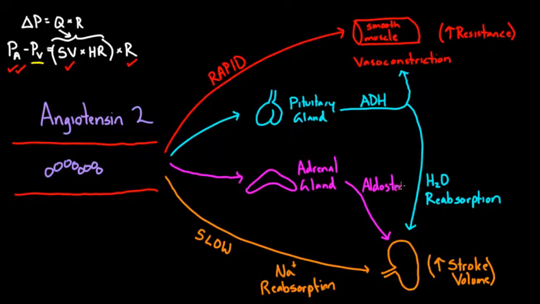And aldosterone is going to affect the kidneys. And just like angiotensin 2, aldosterone is going to cause salt reabsorption. And that's the main thing that it does. This salt reabsorption is going to lead to more water reabsorption and an increase in stroke volume. So you can see how an increase in resistance and an increase in stroke volume is how our body is going to get our blood pressure back in control.